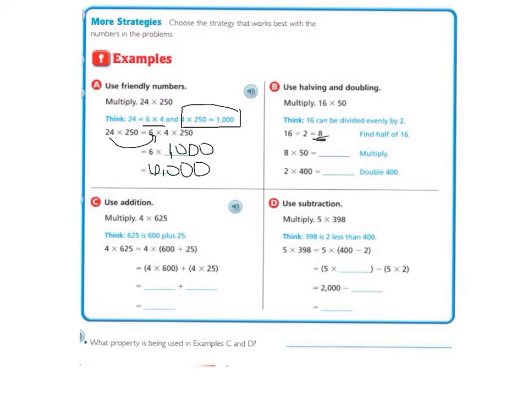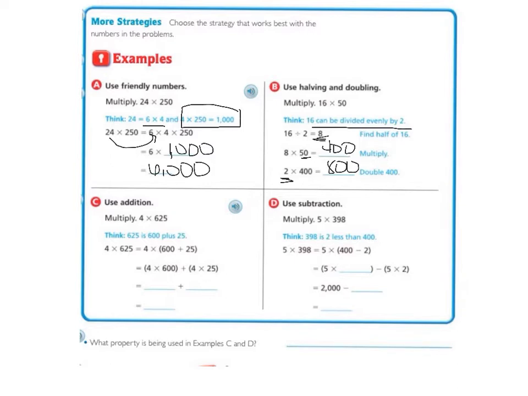So 8 times 5 is 40, and then I have another 0. So I have 400. And then I'm going to multiply that times 2. Now the reason I'm going to multiply that times 2 is because up here I divided it by 2. So in order to get the same answer of 16 times 50, if I divide by 2, I have to undo it and multiply by 2. So 2 times 4 is 8, and I have 2 zeros, so it's 800.